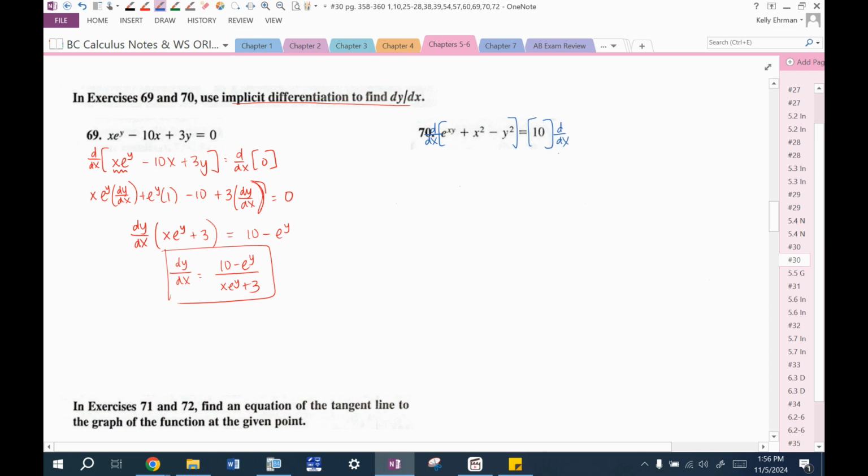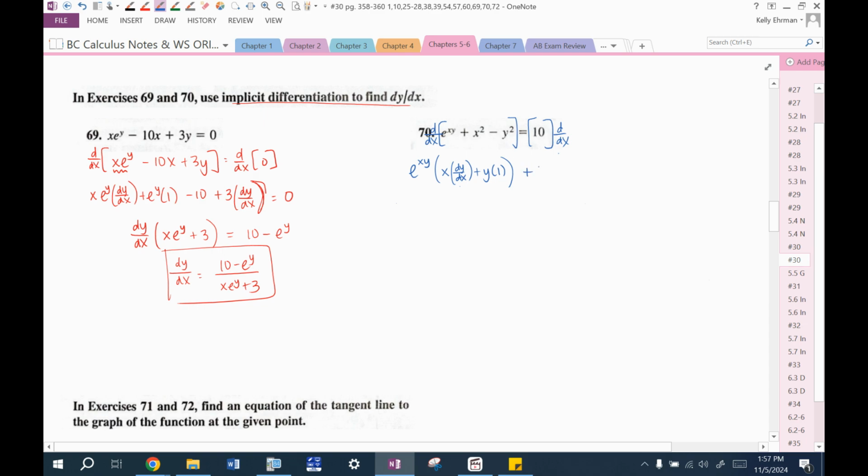All right, so what's the derivative of e to the xy? It's e to the xy. But then we need to do chain rule times the derivative of xy. So the derivative of xy, that's product rule again. That's first times derivative of the second plus second times derivative of the first. So that's the derivative of e to the xy.